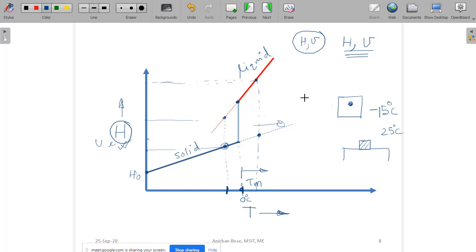Okay, so we have to keep on searching what is that energy we are looking for, so that we can understand that material stability criteria will be based on that.